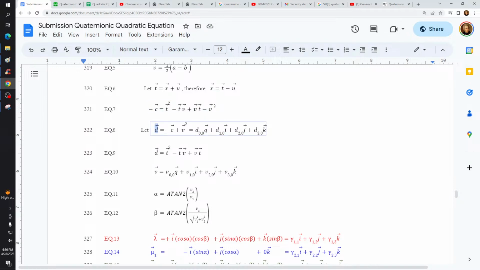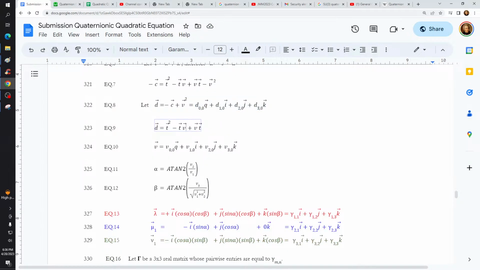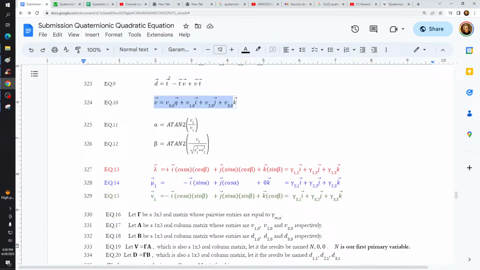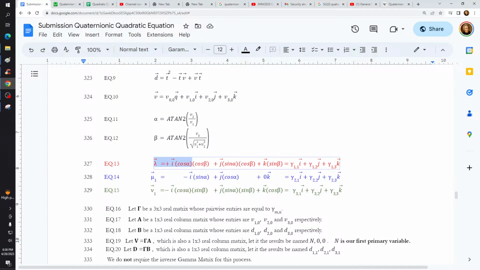Then we add V squared, which is the difference from A to B, to C, and we get D. Okay, and then D is written in this form, and this variable V is known, but T is not. So we end up with D equals T squared minus some vector that's orthogonal to both V and T. And then V equals this. We then find lambda with respect to V. That is the imaginary unit vector that describes V.